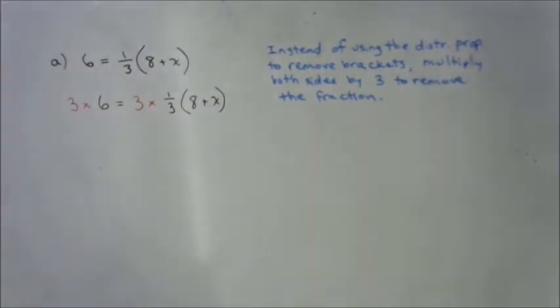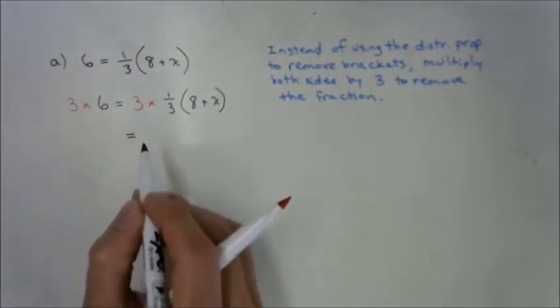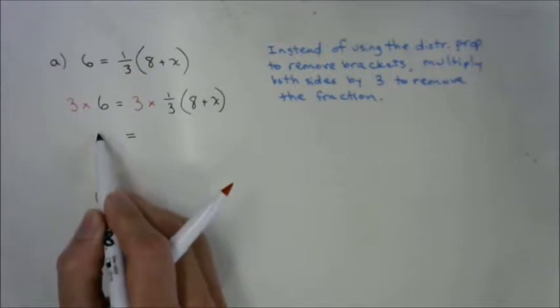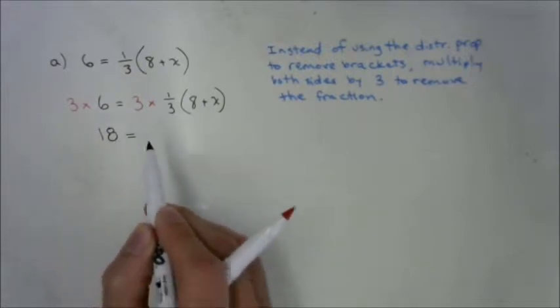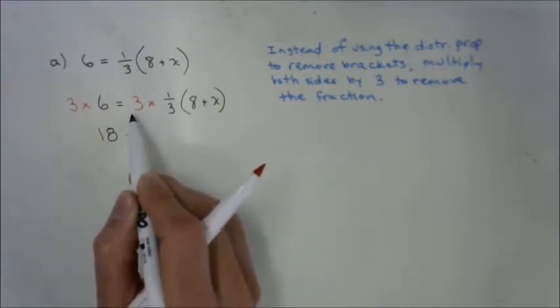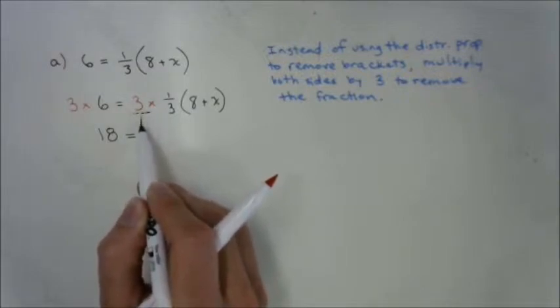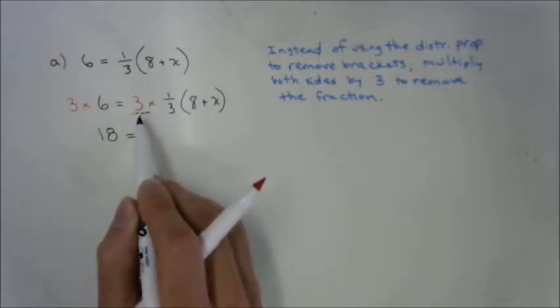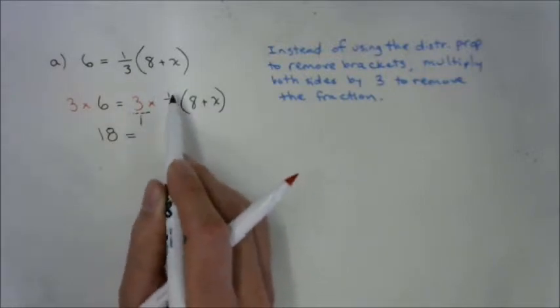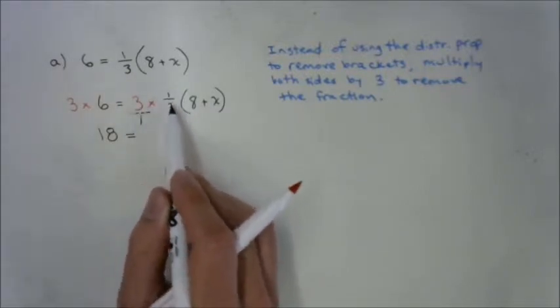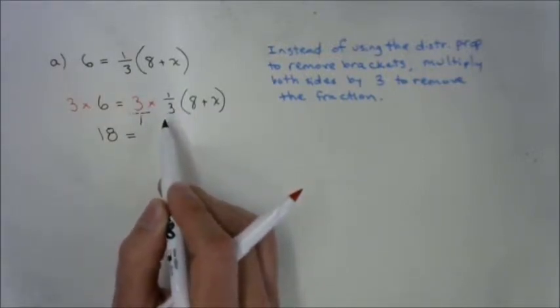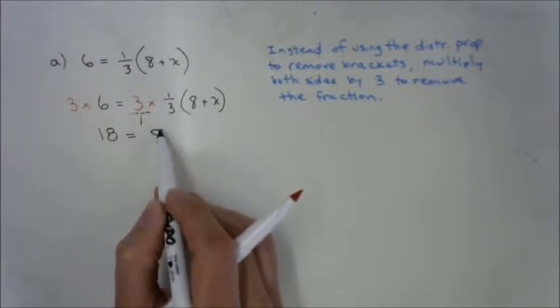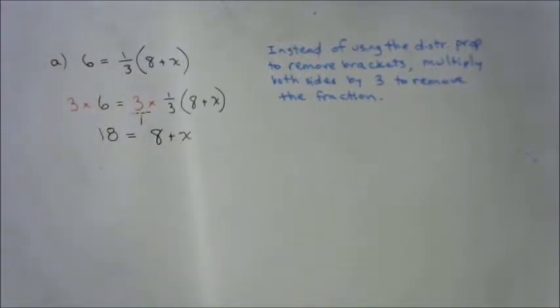Okay? So now when we actually finish that out, on the left side, 3 times 6 is just 18. And over here, you're right, we have an invisible over 1. 3 is 3 over 1, which cancels out this whole fraction, right? This becomes 3 over 3, which is just 1, which just leaves us with what was inside the bracket, 8 plus x. Okay? Every time you do that, it cancels out each other and becomes 1.